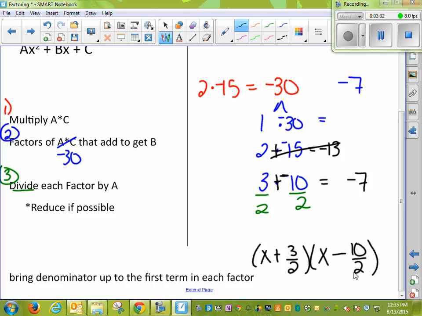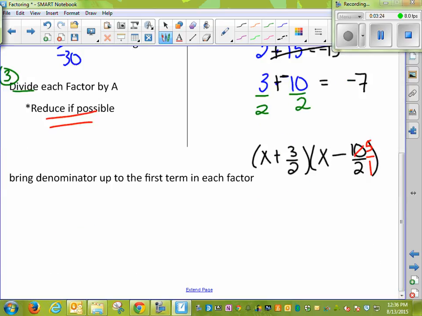Okay, 10 over 2 is kind of special. As I look at that, I know what 10 divided by 2 is. 10 divided by 2 is 5 over 1. So we need to reduce those factors if possible. We can either reduce it here in step 3, or we can reduce it as we get ready to write our final answer.